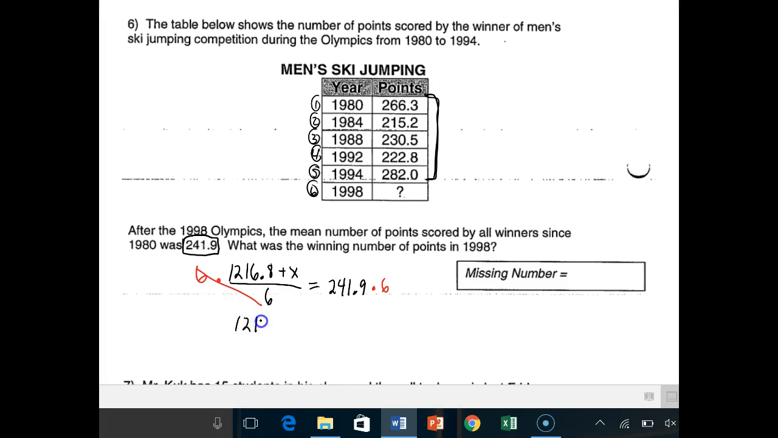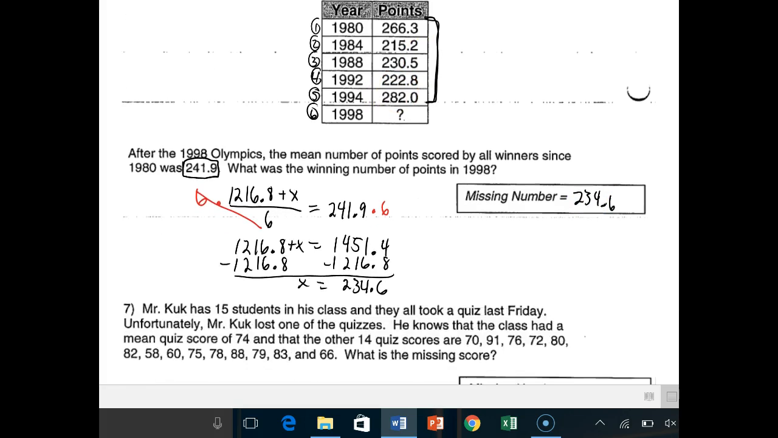So 1,216.8 plus X is equal to 1,451.4. Then subtract 1,216.8 on both sides. And we get X is equal to 234.6. So it wasn't the lowest year of winning a medal, but it also wasn't the highest year of winning either. So 234.6, in fact, was quite a bit lower than 1994.